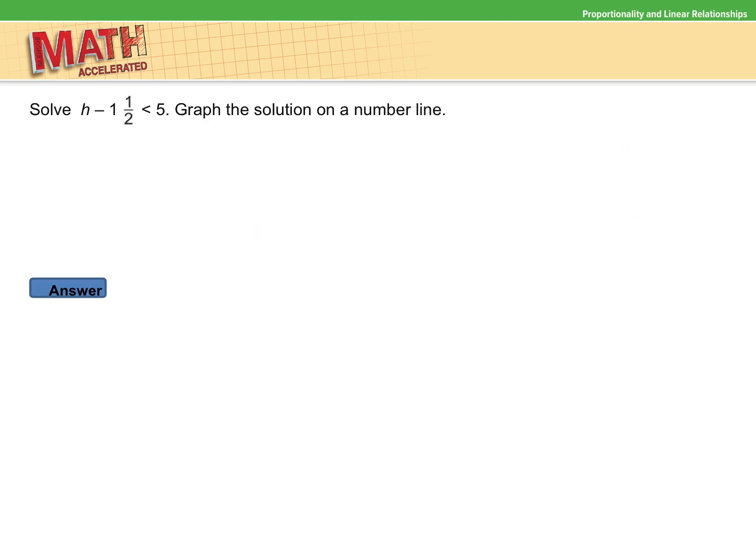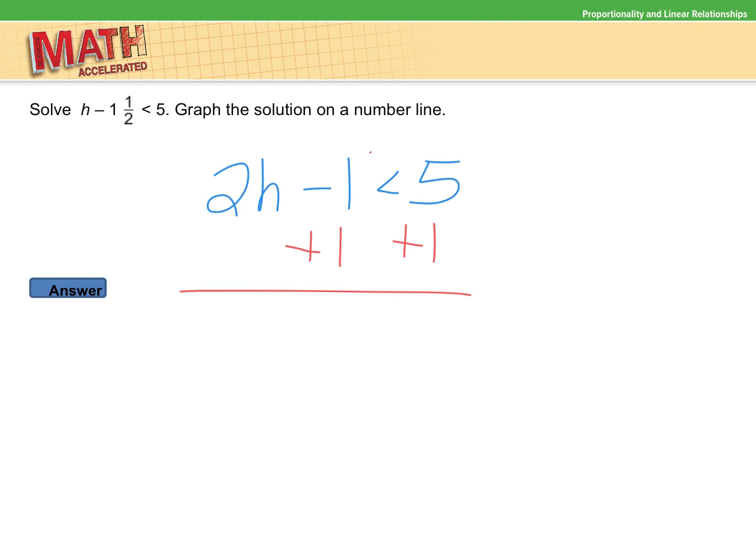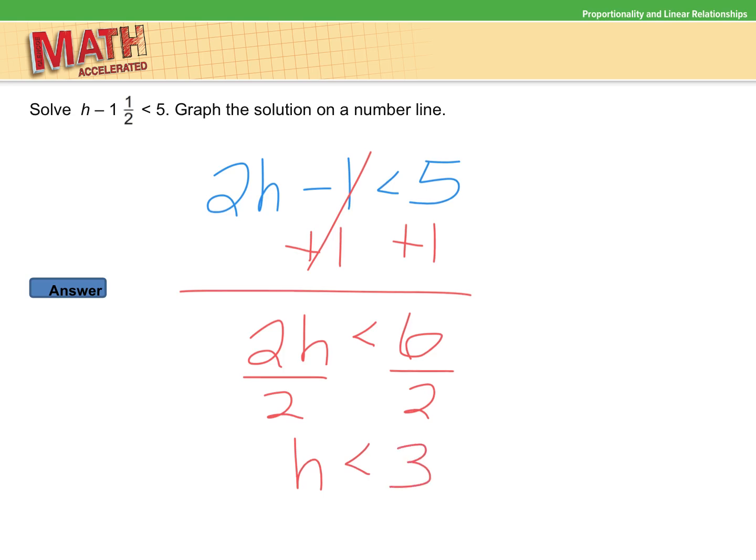Okay. Try this one, but I'm going to change it for you so you don't have to work with a fraction. With the number, 2h minus 1 is less than 5. Go. What do I need to do first? Add 1. So we have 2h is less than 6. What's my last step? Divide by 2. So we have h is less than 3.